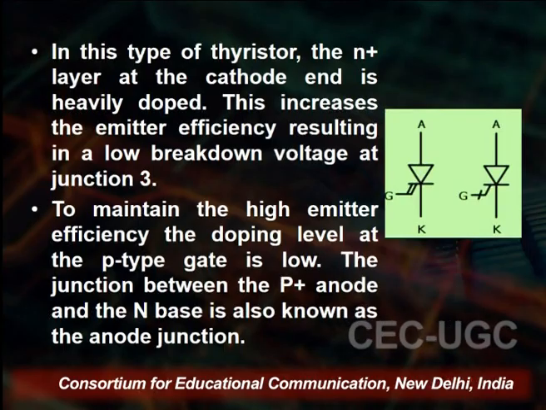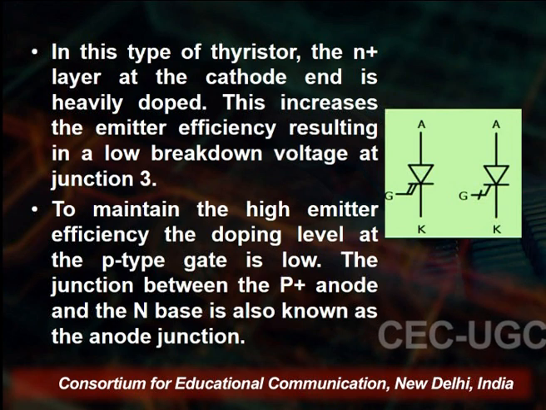In this type of thyristor, you see here the N plus layer at the cathode is heavily doped, and this increases the emitter efficiency, resulting in a low breakdown voltage at junction 3.